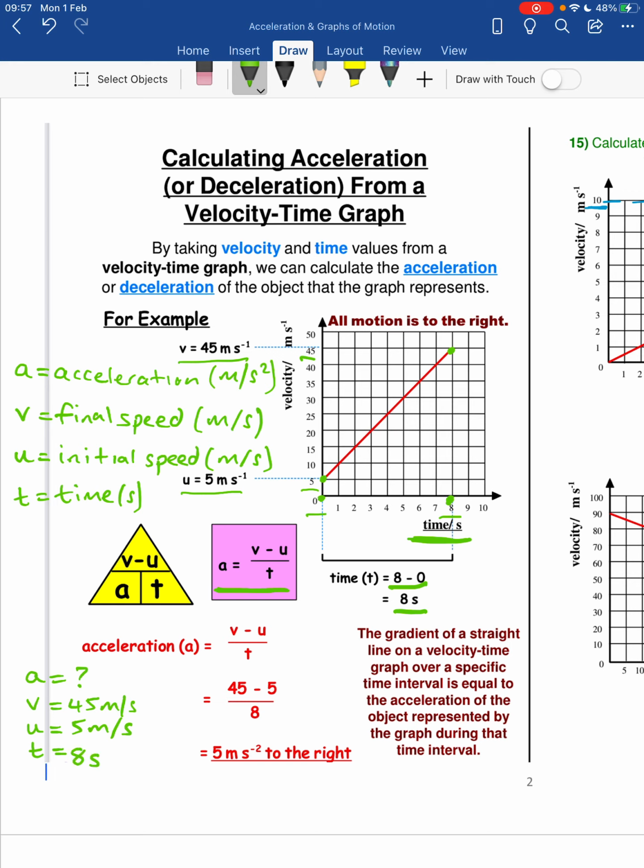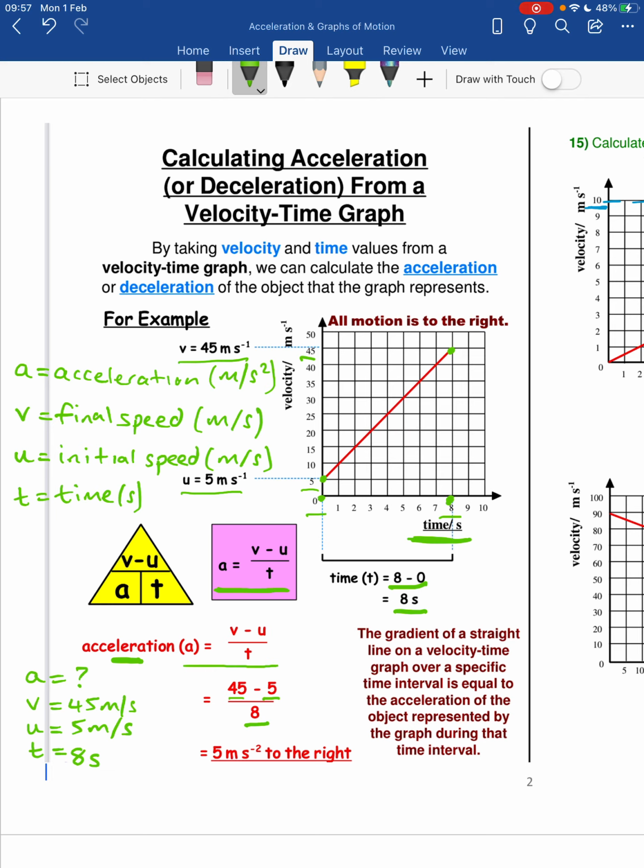You'll then see here that they're writing the equation for acceleration. You don't need to write the word acceleration, just write A equals V minus U over T. And then they're substituting in the numbers. So you'll see from our list, V is 45 and U is 5. So we get 45 take away 5 on the top line. And time underneath is the 8 seconds.